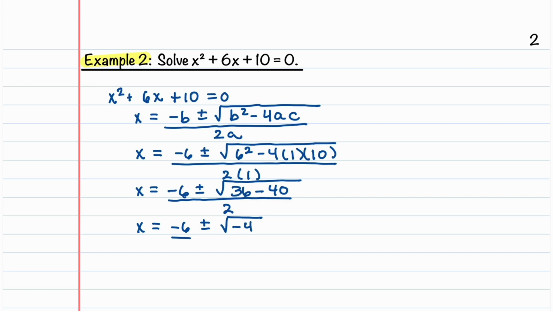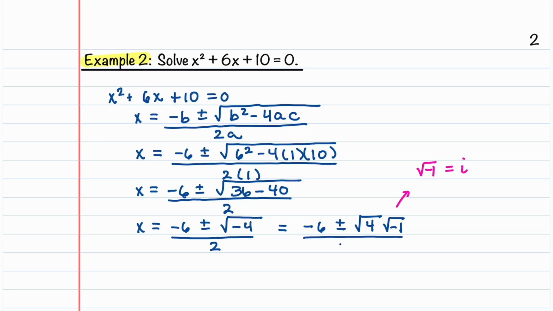And that's all divided by 2. I'm going to go ahead and go over here to the right and keep working. We're going to write this as minus 6 plus or minus, and we're going to split up minus 4 into the square root of 4 and the square root of minus 1. And I just want to remind you that the square root of minus 1 is equal to i. And then we'll write down our denominator. That's all divided by 2.